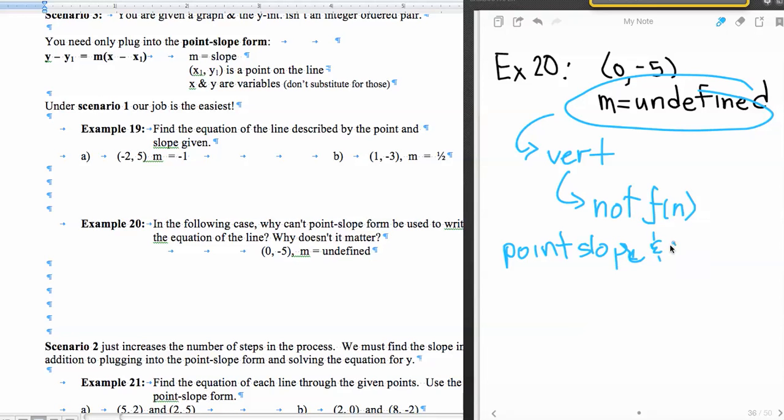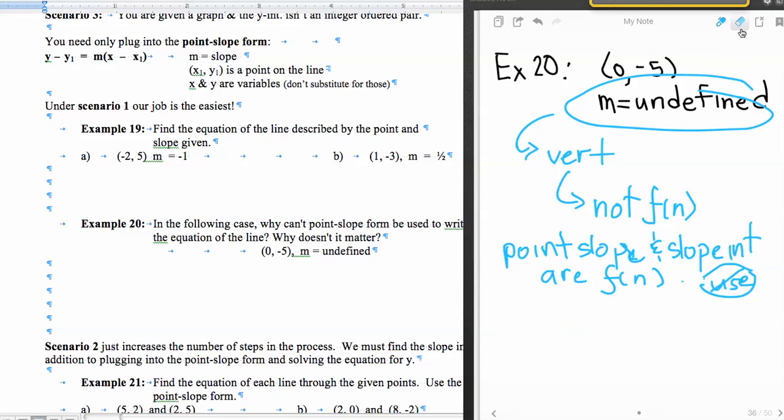Let me write that in there really quickly. So point-slope and slope-intercept, they are functions. So those two are not going to meld well. So I can't use these. So that means, let's do this. Can't use those, and that kind of says it a little bit better. So I can't use those.